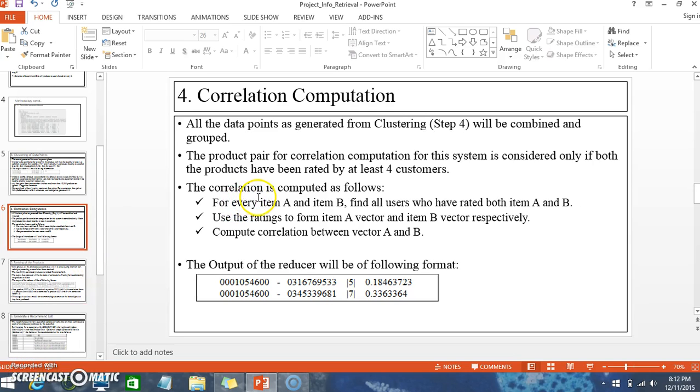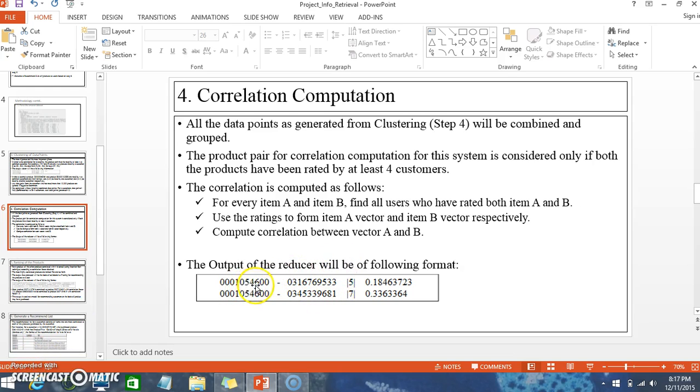The technique applied to compute the correlation between 2 products is mentioned in the slide over here. That is, for every item A and B, find all users who have rated both item A and B. Use the ratings to form item A vector and item B vector, and then compute the correlation between vector A and B. A screenshot of an output as produced from the correlation model is shown over here.